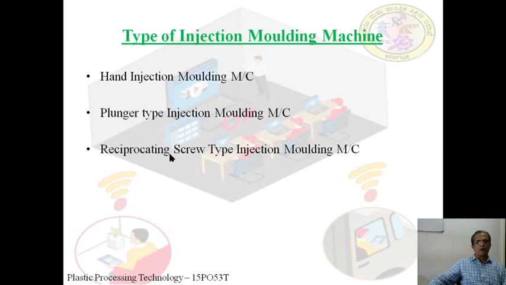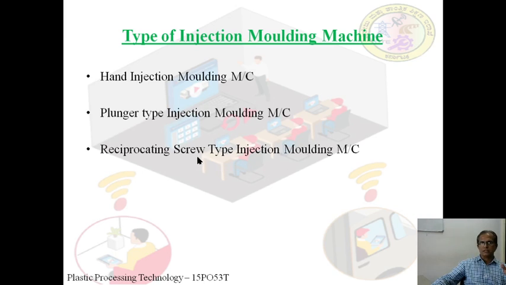The next type of machine is the advanced type, the reciprocating screw type injection molding machine. All of these are injection molding machines only, but they are classified according to how they have been designed and what size of product can be manufactured. Small products are produced by the hand operated injection molding machine. Little bigger products, if not sophisticated, are produced by the plunger type machine, which is of course not the advanced machine. And the reciprocating screw type injection molding machine is a well advanced machine, and you can produce very beautiful products with a large size, with good dimensional accuracy, finishing, etc.